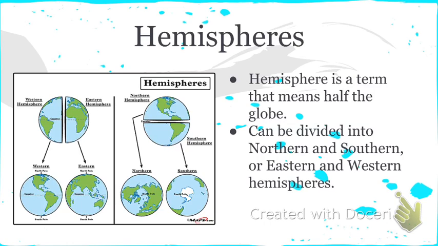All right, now we are going to talk about hemispheres. Hemisphere is a term that means half the globe. It can be divided into northern and southern, or eastern and western hemispheres.